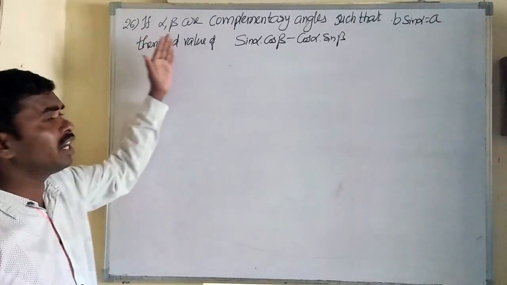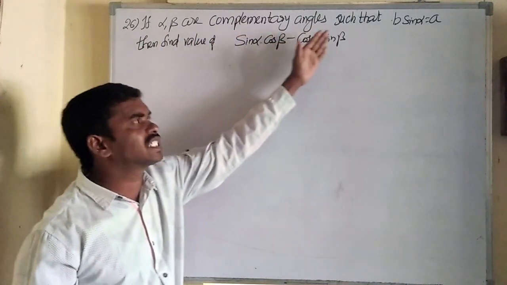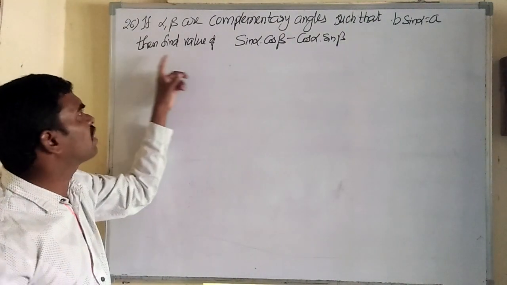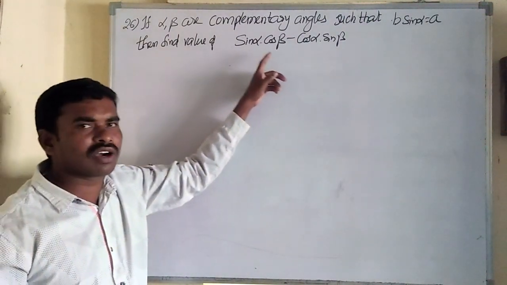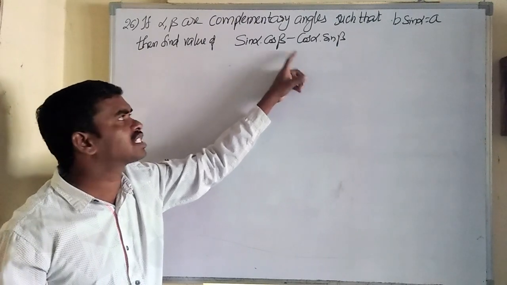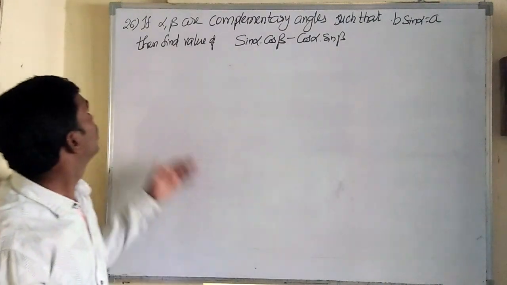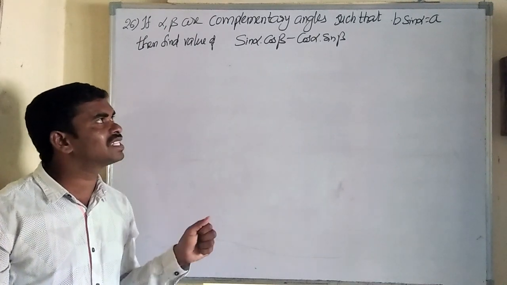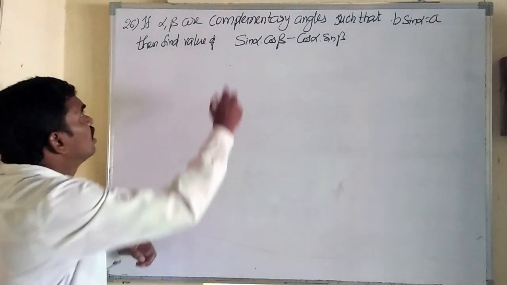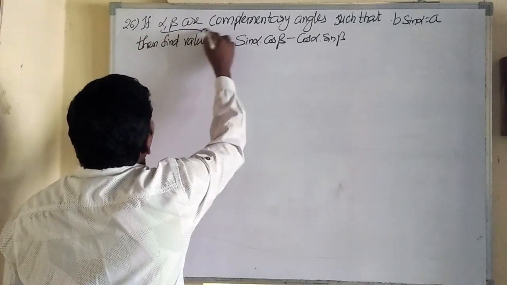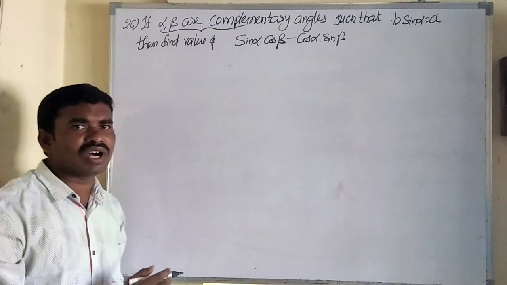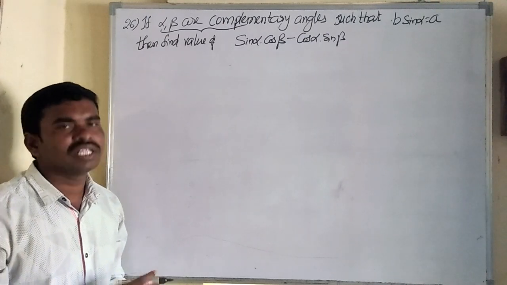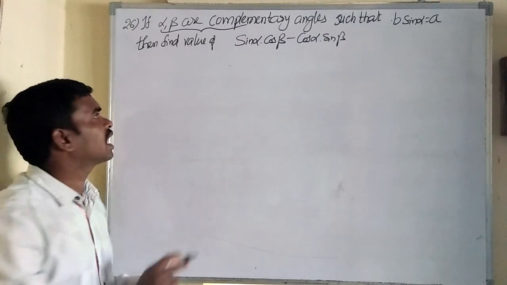26. If alpha and beta are complementary angles such that B sin alpha is equal to A, then find the value of sin alpha cos beta minus cos alpha sin beta. Okay. After 27, 28, very important 2 marks questions. Those are very easy. Before that, first listen to this one. Complementary angles alpha and beta. Complementary angles means what? Yes, very good.